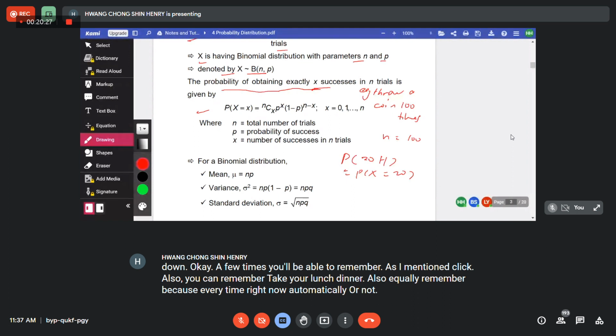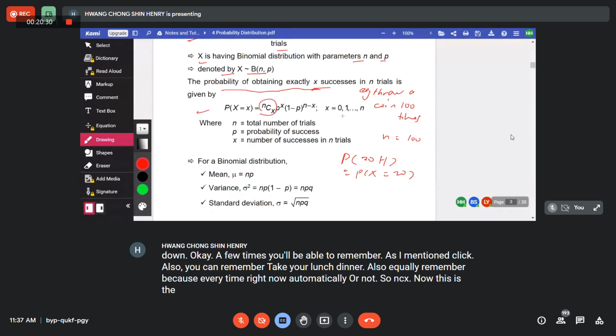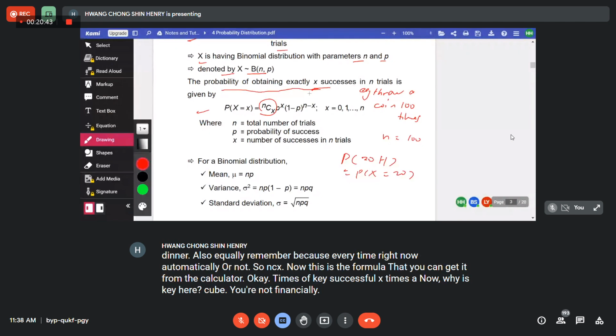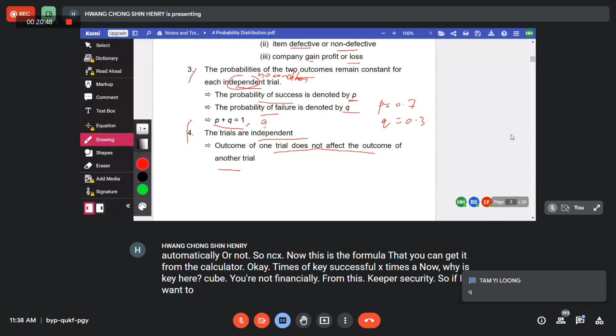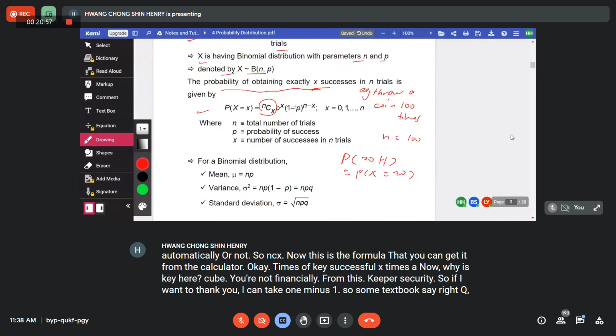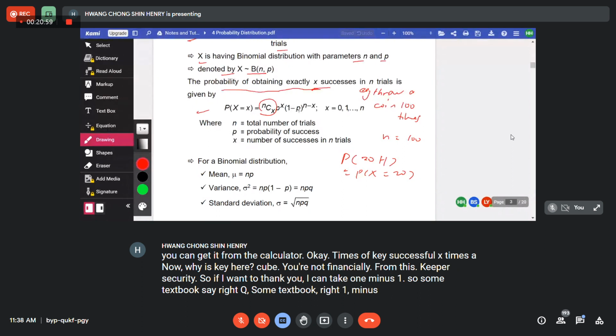So nCx is the formula that you can get from your calculator, times p to the power x, success probability, times q. Now, 1 minus p here, you know what 1 minus p is? From p plus q equal to 1, remember? So if I want to find q, I can take 1 minus p. So some textbooks write q, some textbooks write 1 minus p, up to you.